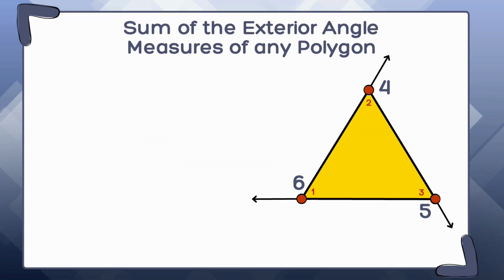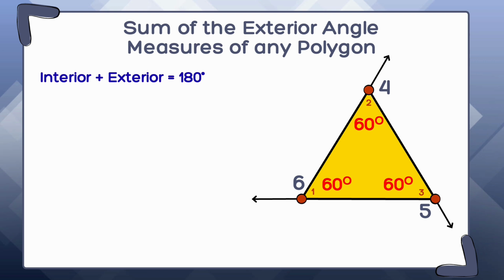Let us use those pieces of information to know the sum of the exterior angle measures of a polygon. Na-observe natin ng isang exterior angle at ang adjacent interior angle nito ay linear pair, kaya ang sum ng kanilang sukat ay 180 degrees. Halimbawa, itong triangle na ito ay isang equilateral triangle, meaning lahat ng kanyang interior angles ay may sukat na 60 degrees. Let us use angle 6, which is an exterior angle, and its adjacent interior angle, angle 1, as an example.